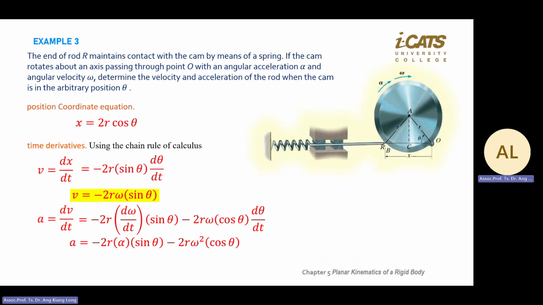Change d omega dt as alpha, d theta dt as omega. So you have omega, omega, you have omega square. So we have derived the formula, yeah? You can factor the 2r and put side by side. You can factor the r there. Then you have minus 2r bracket alpha sine theta plus r omega square cos theta.